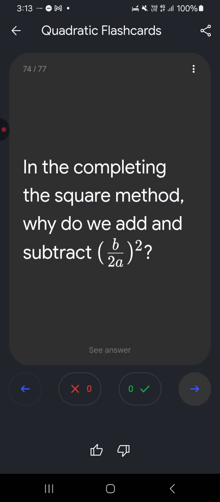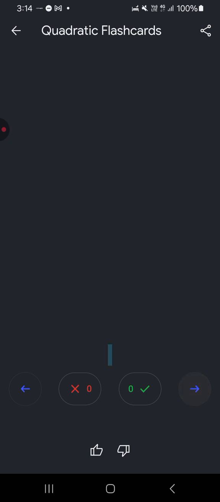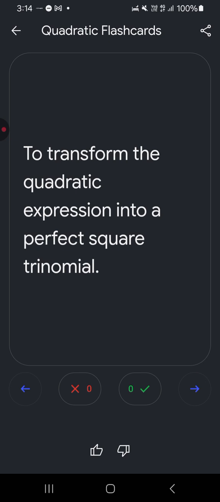In the completing the square method, why do we add and subtract (b upon 2a) the whole square? To transform the quadratic expression into a perfect trinomial.